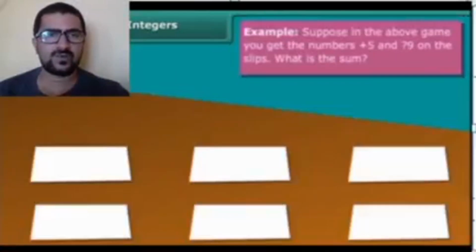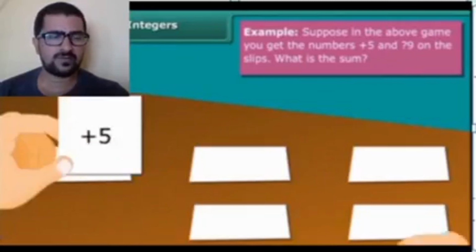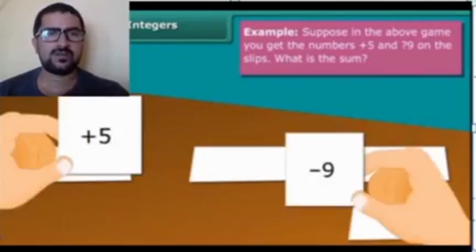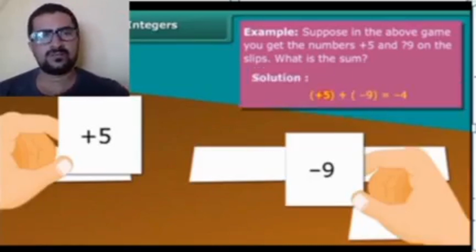Addition of two integers. Example. Suppose in the above game you get the numbers +5 and -9 on the slips. What is the sum? +5 plus -9, which is equal to -4.